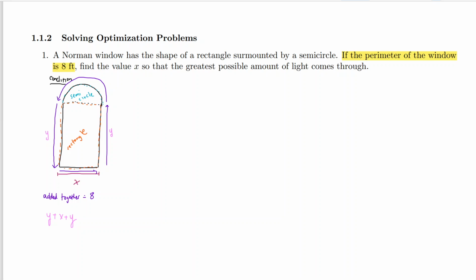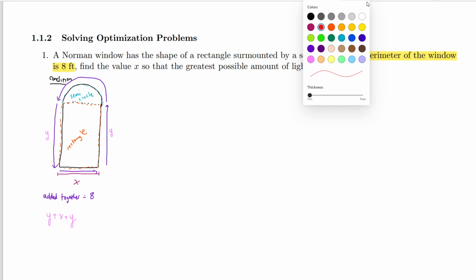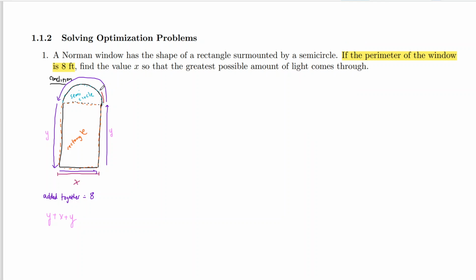And now the tricky part might be, how do you find the perimeter of this semicircle? Well, the thing is it's a half circle.